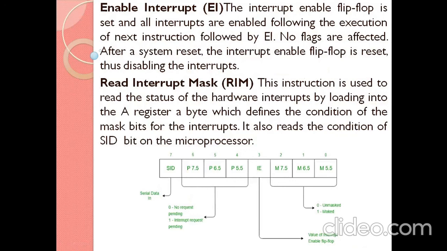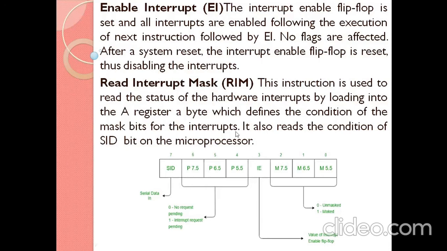Next, read mask. It is an 8-bit register. It will read the data from this register and store it in your accumulator. Suppose I want to know the status of the interrupt signal, whether it is masked or not masked, and which interrupt is pending. We can see all the status. By reading this register value, we can know the status of the interrupt.